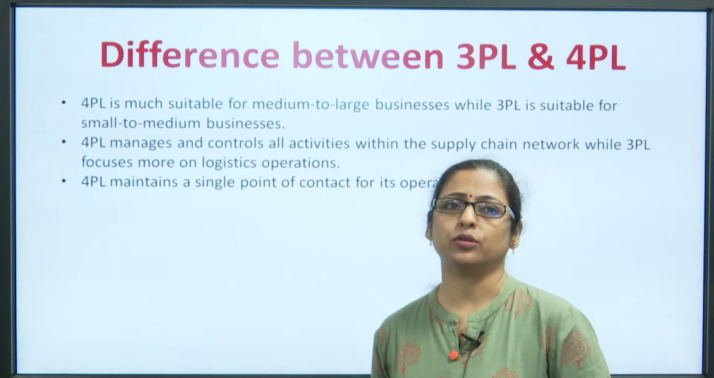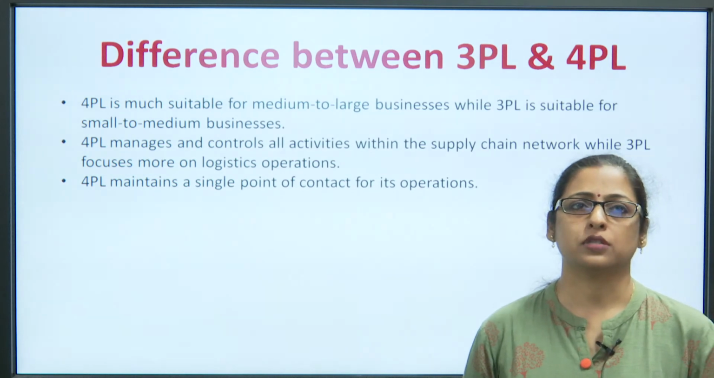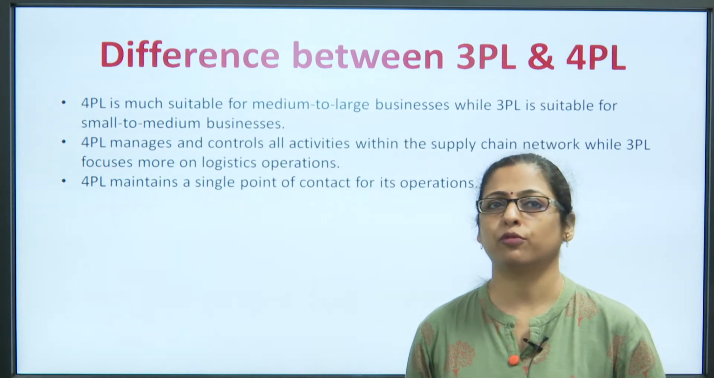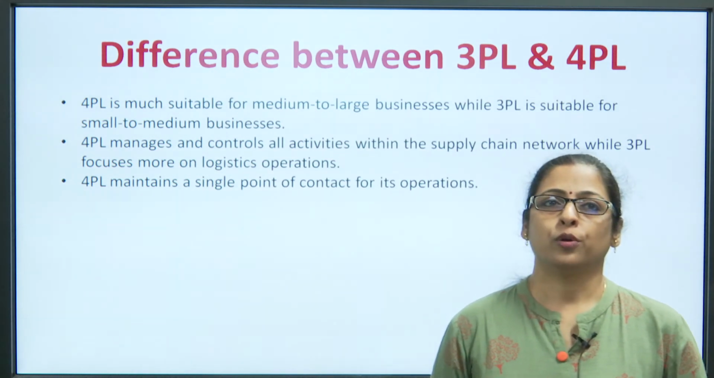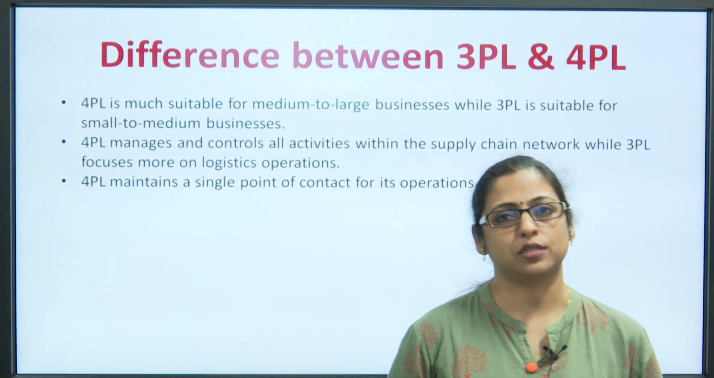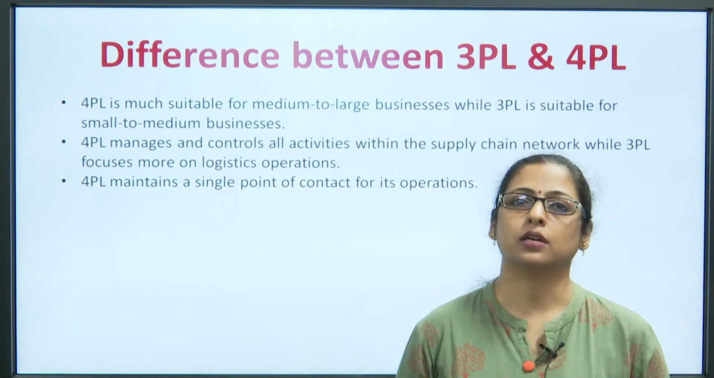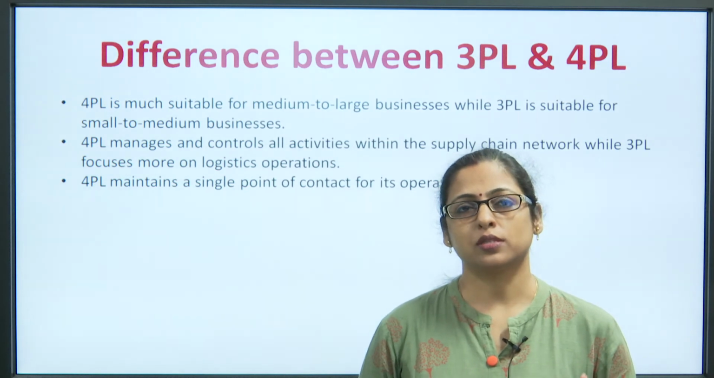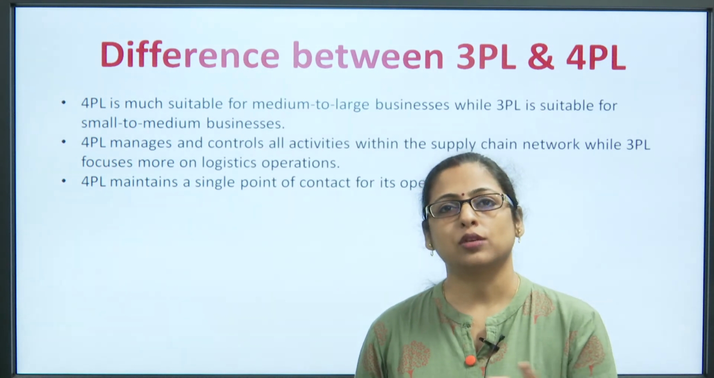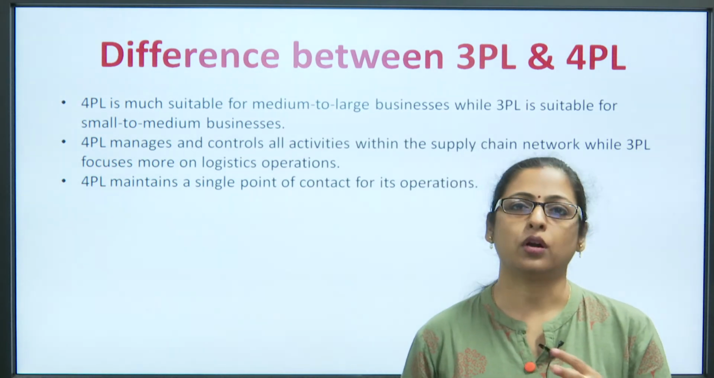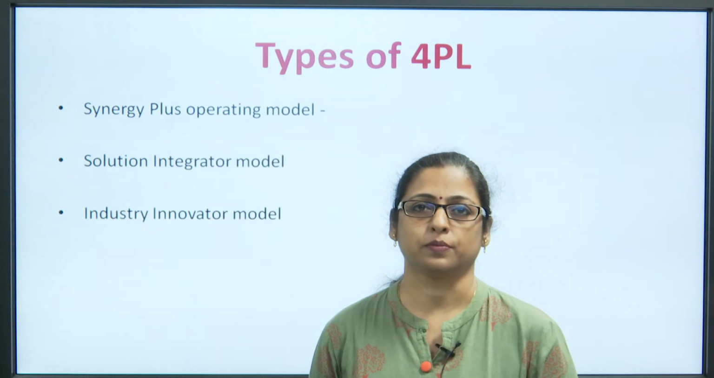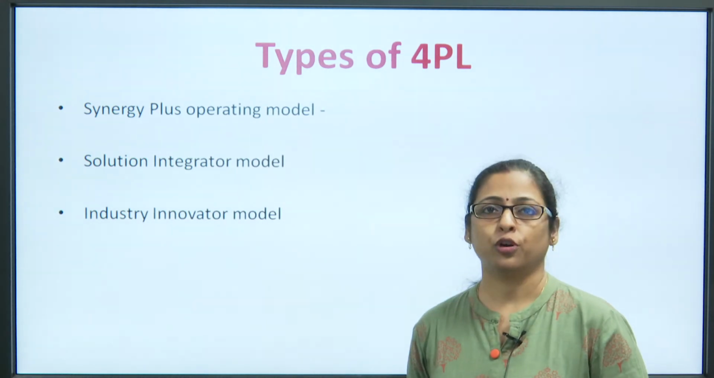Now, let us also understand the differences between 3PL and 4PL. The differences include that 4PL is much more suitable for medium to large businesses, while 3PL is suitable for small to medium businesses too. 4PL manages and controls all activities within the supply chain network, while 3PL focuses more on logistics operations only. And 4PL maintains a single point of contact for all its operations, because the client organization needs to contact only the 4PL organization, which in turn will be managing all the 3PL organizations. That means the client organization will not be required to handle or coordinate between the multiple 3PL organizations.